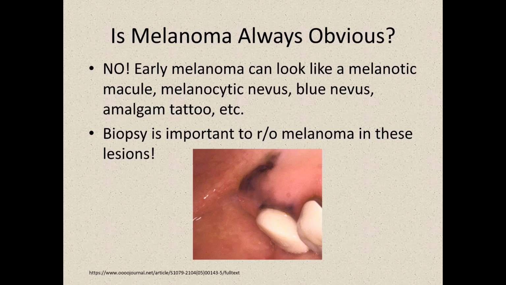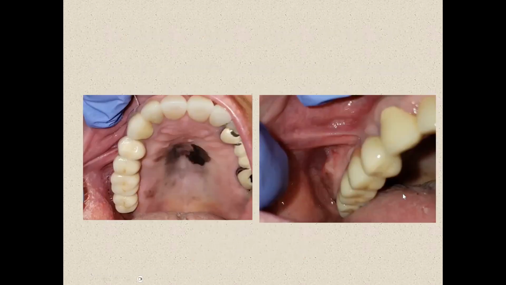The diameter is larger than 6 millimeters, or the eraser side of a pencil. And then the last is evolving over time, which is something that the patient would have to tell you. And here's a case that I've seen in my practice. It's the only case that I've seen of mucosal melanoma.